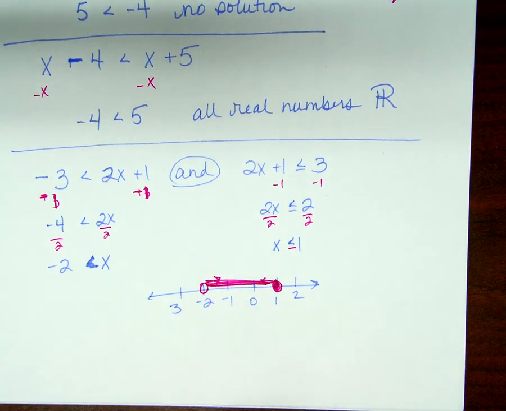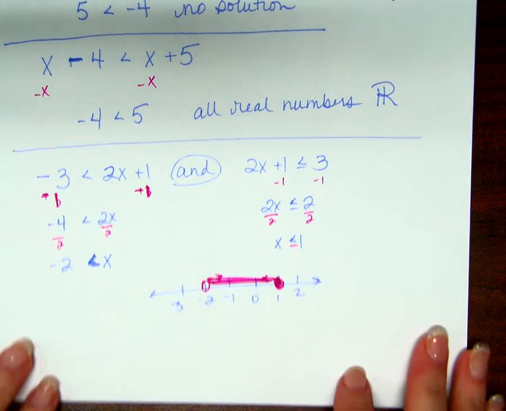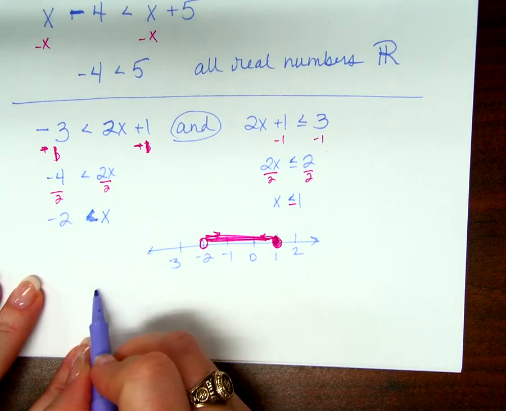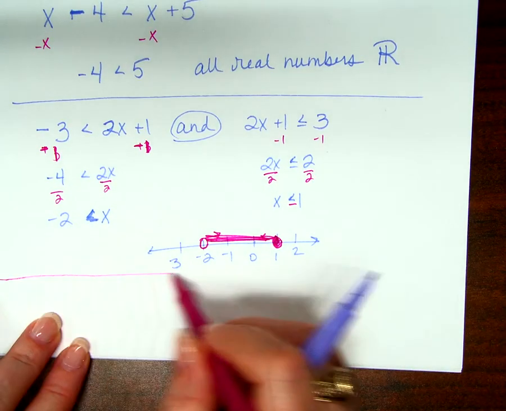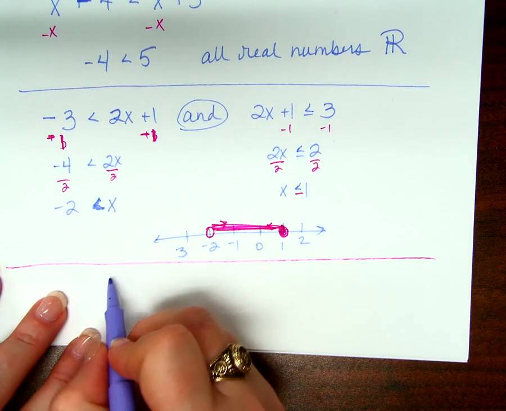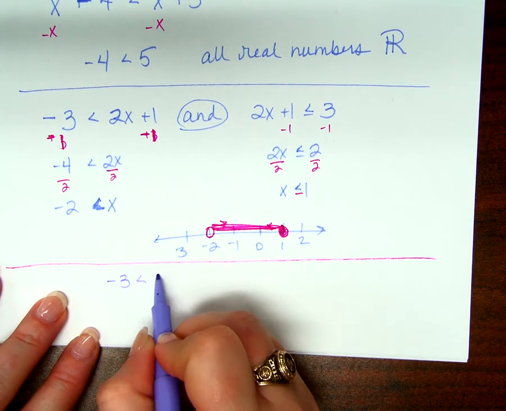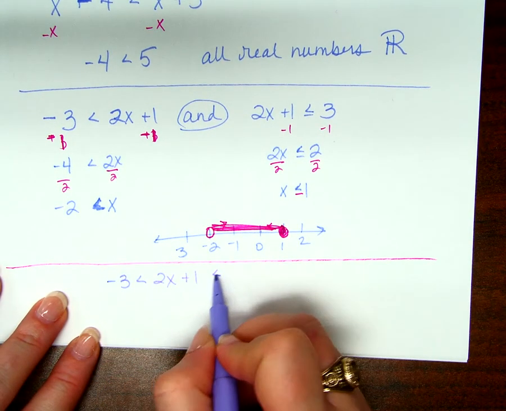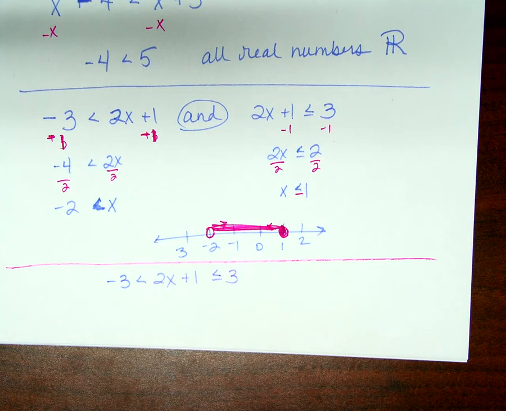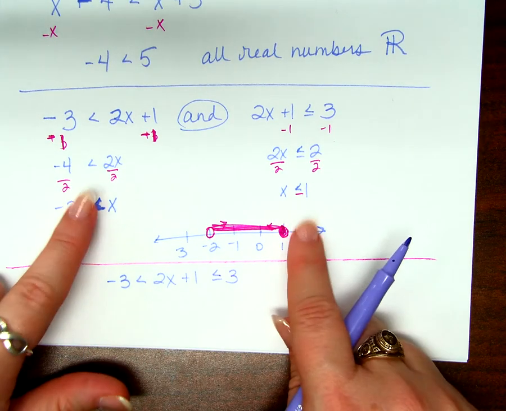You okay with that? Now here's what I was talking about. The other way it could be set up is like this. Let me draw a line real quick for you. It could say -3 is less than 2x plus 1 is less than or equal to 3. Now to some people that looks like a more difficult problem, but it's exactly the same as this right here.